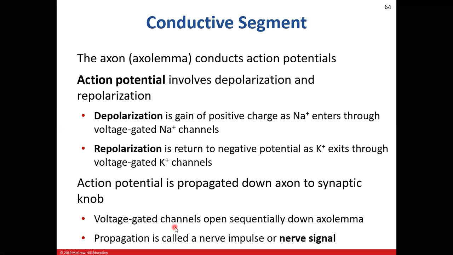Once we get to the synaptic knob, we are transitioning to a different segment of the neuron. But these voltage-gated channels are going to open sequentially down the axolemma so that the next section is able to be stimulated. The propagation of this action potential is called a nerve signal. A nerve signal and a nerve impulse are really the same, and we can also call this the propagation of the action potential. All three of those are synonymous with each other.